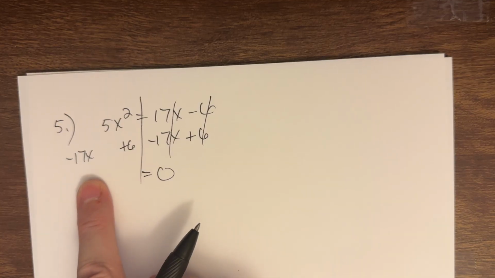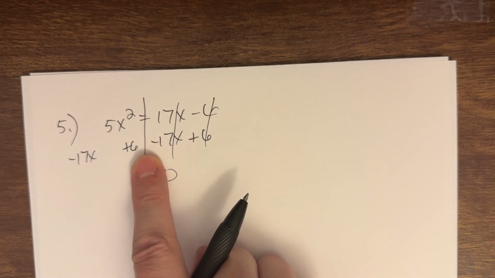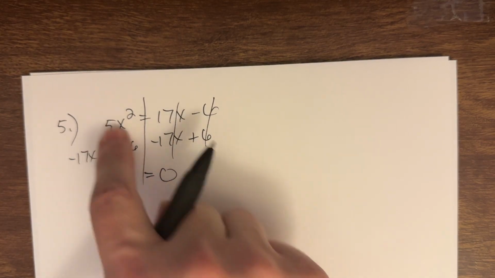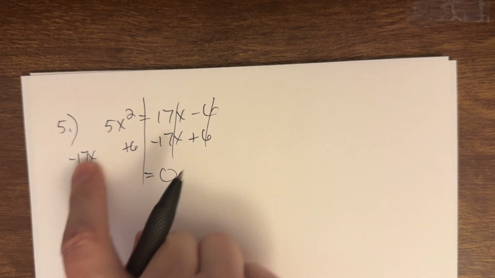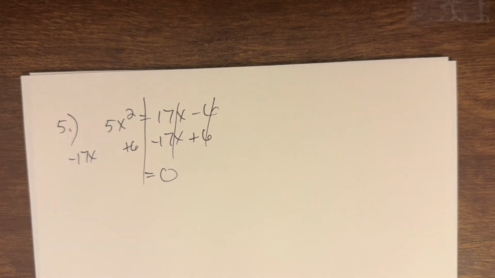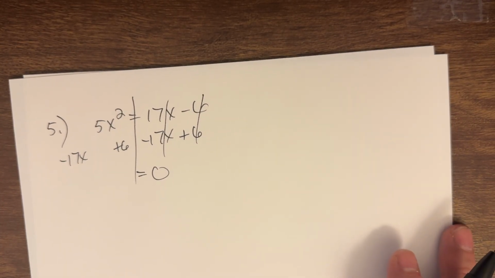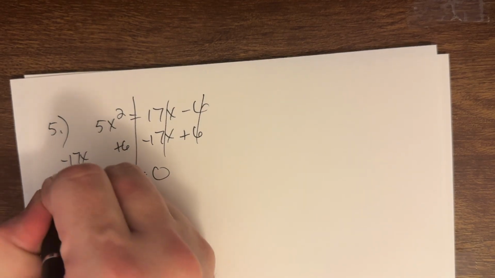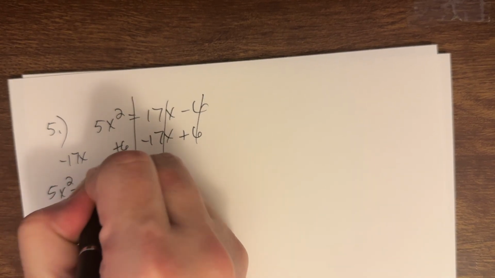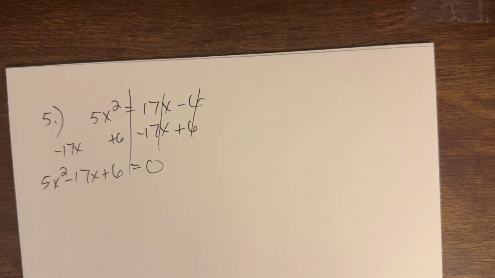My left side, again, I'm trying to make sure I'm not lining anything up because none of these are like terms. I don't add these two and get an 11x squared. I don't combine these two and get a negative 12x. They're not like terms. So just what do I have? Well, let's at least be nice to ourselves and put them in order. 5x squared first, minus 17x second, plus 6 third. And now we are back on track one more time.